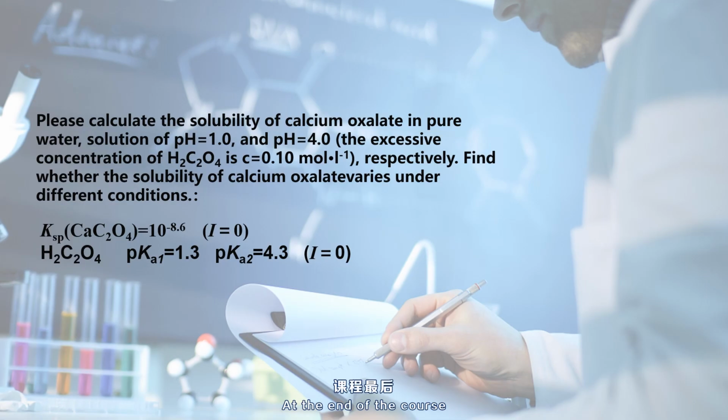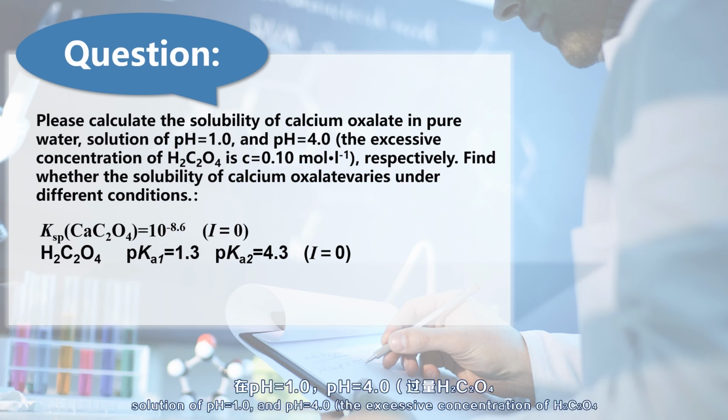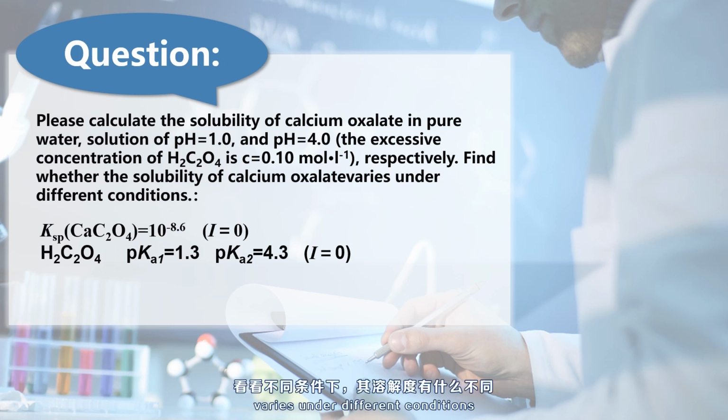At the end of the course, I would like to give you a practice. Please calculate the solubility of calcium oxalate in pure water, solution of pH 1 and pH 4, respectively. Find whether the solubility of calcium oxalate varies under different conditions.